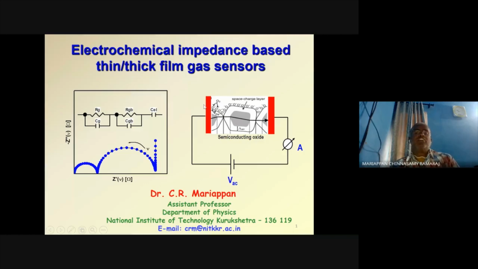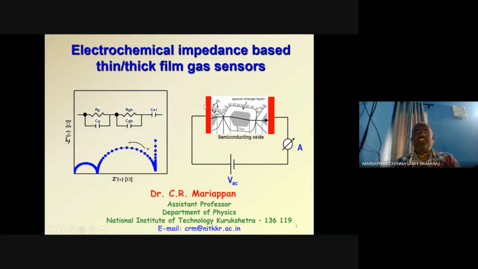But using this electrochemical impedance, you can characterize the active sensor layer as well as the whole device. That is the advantage of electrochemical impedance spectroscopy. So it is a very useful and powerful tool to characterize the device as well as the components. That's why I have taken this electrochemical impedance part for this talk.